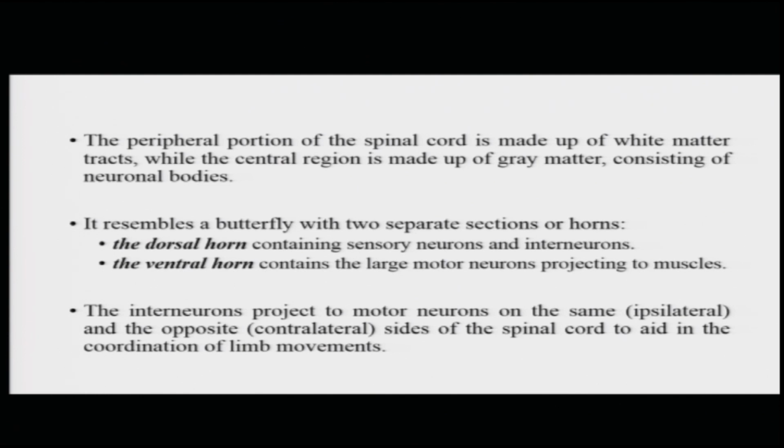The interneurons basically project to motor neurons on the same side and also on the opposite side of the spinal cord to aid in the coordination of limb movements. When we go further, we are talking more about the motor functions and so on, we will discover that the left side of the body is controlled by the right part of the brain, and the right side of the body is controlled by the left part of the brain. Basically this is achieved through these interneurons, which are projecting both towards the ipsilateral and the contralateral sides from the spinal cord, basically controlling the movements.